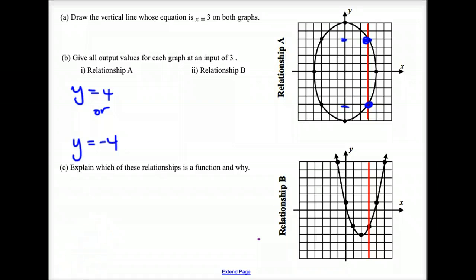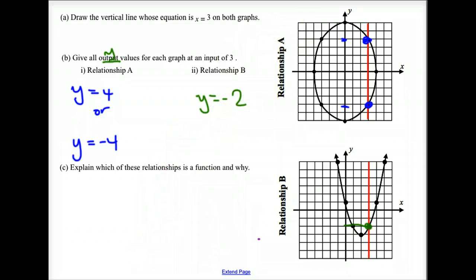So looking at relationship B, which is my graph right here, I want to see what's the output. Remember, output is y values. So at x equals 3, this line intersects this graph at one point. I go straight over to my y-axis, and this is y equals negative 2.